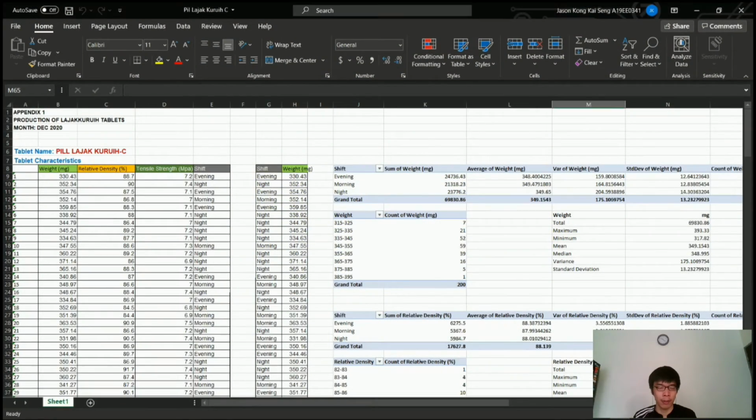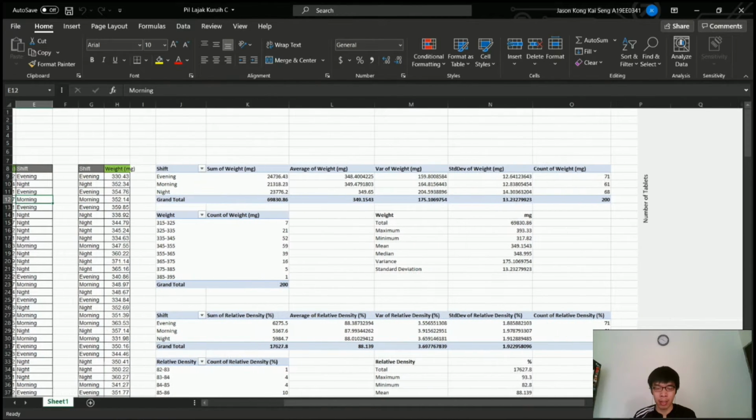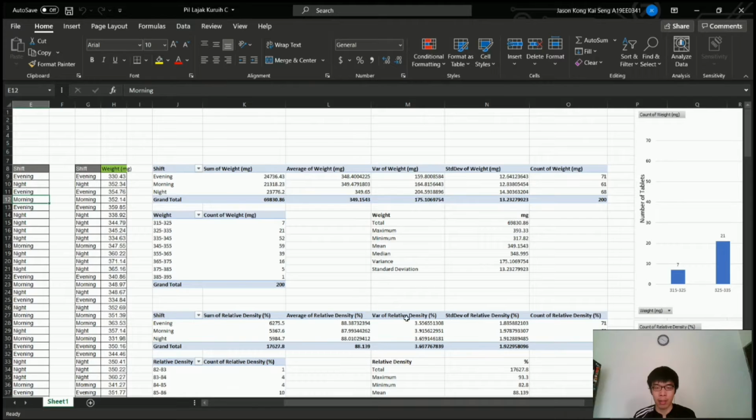In this assignment, we are given the data about the pure accuracy, and three parameters are given, which are weight, relative density, tensile strength, and the shift, either evening, night, or morning. After we analyze the three parameters, this is the data we get.